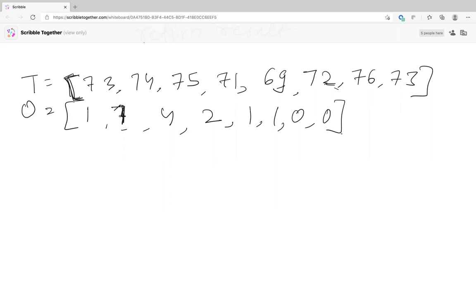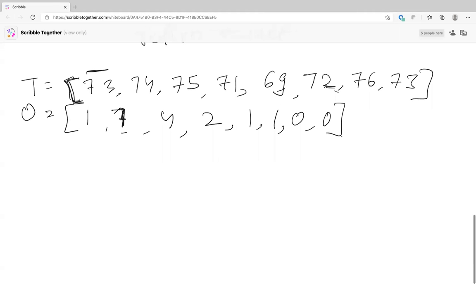So this is the question. The brute force was you look at a tree, you look at the current 73, you try to find out from j plus, like i plus 1, what is the next higher temperature, right? And if you get it, you append it to your result, right? So what was the other thing you said? Stacks.